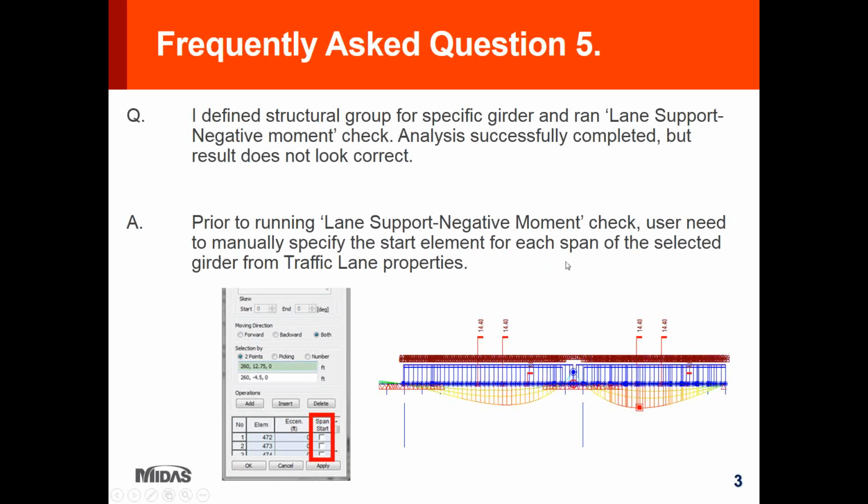the start element for each span of the selected girder from the traffic lane properties. In the bottom window, you will see element number, eccentricity, and then span start. So you need to manually select, click the span start in order for the program to recognize each span width.